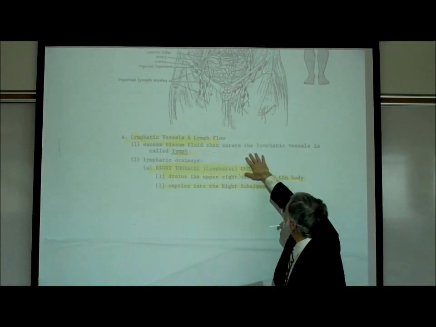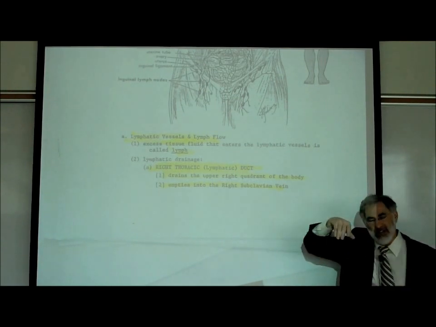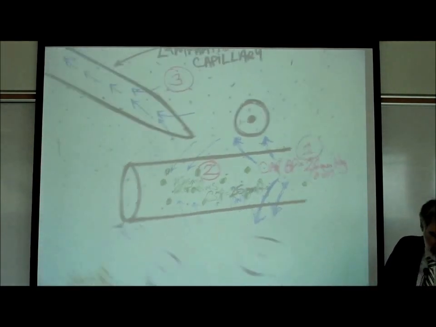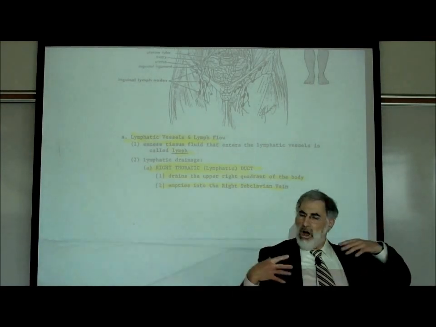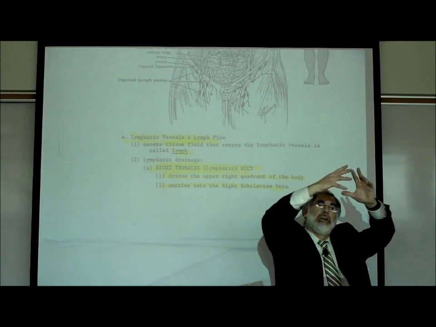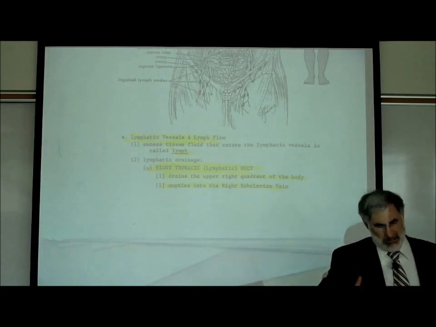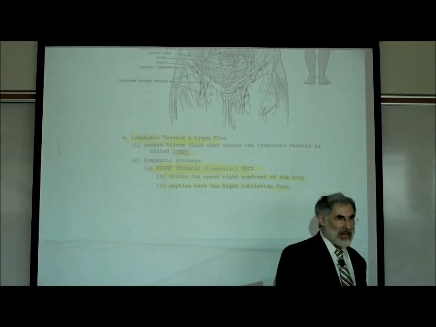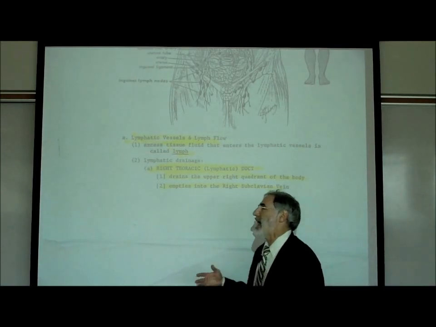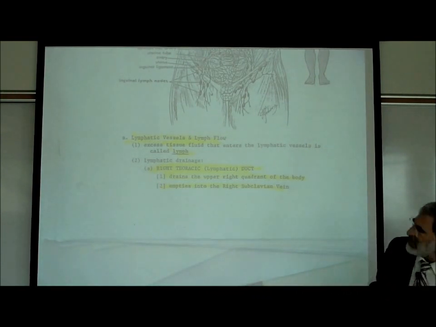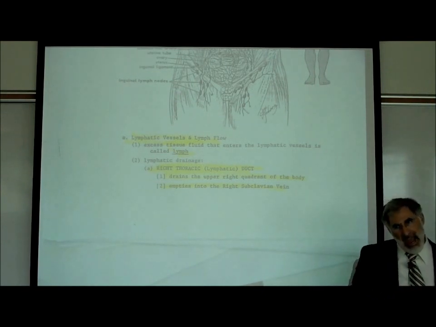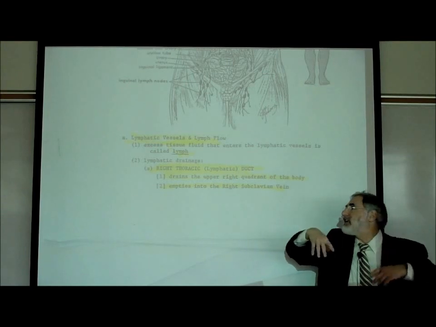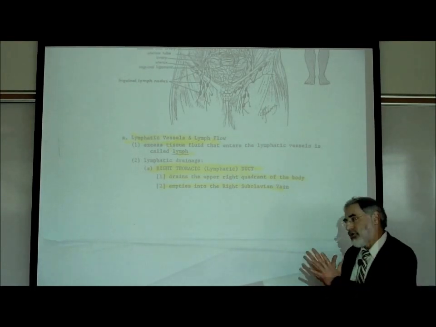The excess tissue fluid enters the lymphatic vessels, and once it enters the lymphatic vessels, it's called lymph. So once this tissue fluid enters the lymphatic vessel, we call it lymph. And all of these lymphatic vessels all over our body join together into two major lymphatic ducts. As far as the lymphatic drainage, there is a right thoracic or right lymphatic duct. Usually we call it lymphatic, but sometimes they call it thoracic because it is in the chest. This right lymphatic duct empties into the right subclavian vein, and all the lymphatic vessels from the upper right quadrant of the body drain into this right lymphatic duct.